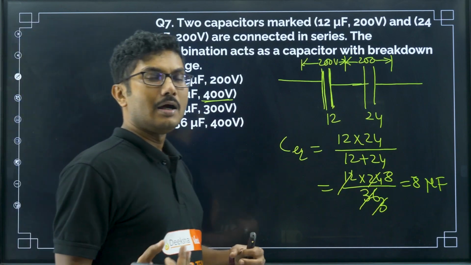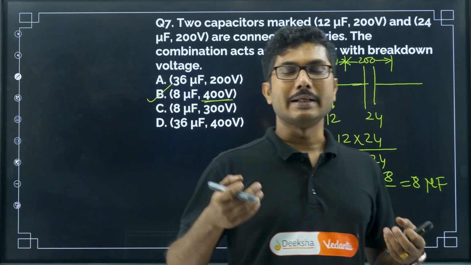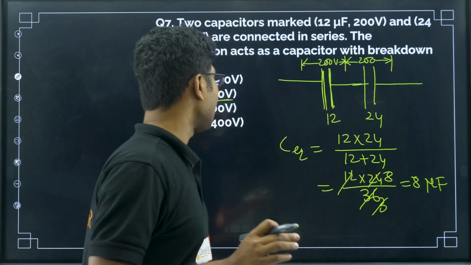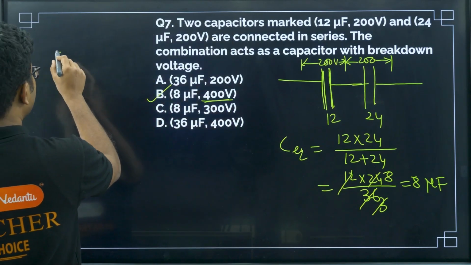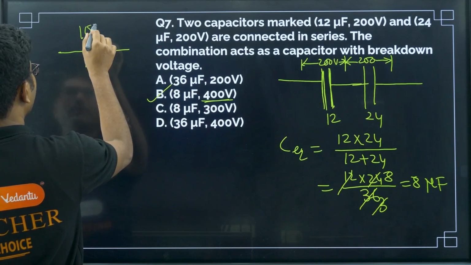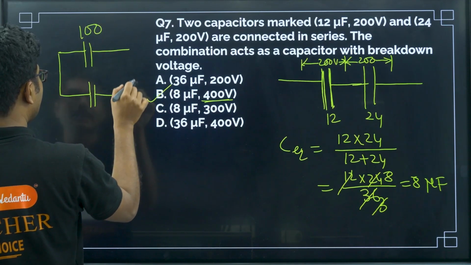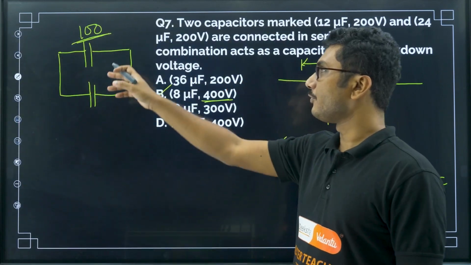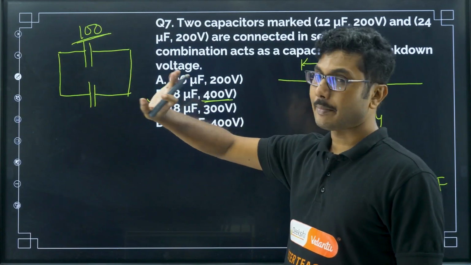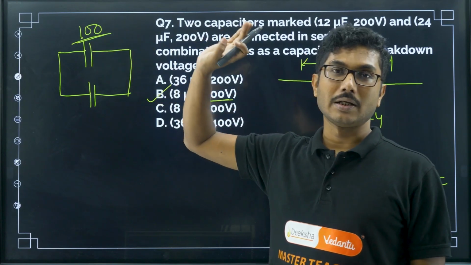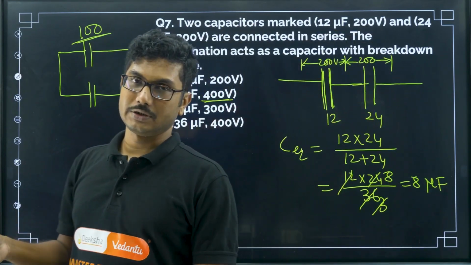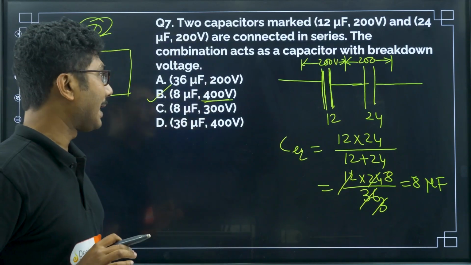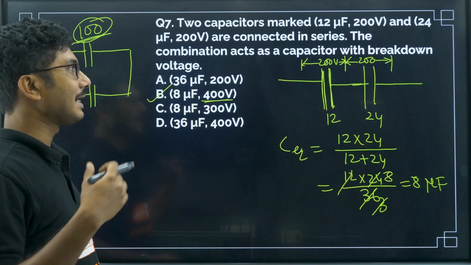In series, the potential adds up. In parallel, it should be the minimum value of the combination. Suppose I say I combine in parallel one capacitor of 100 volt and another of 200 volt. What is the breakdown voltage? The breakdown voltage should be the minimum value, that is 100, because if you apply more than 100, this capacitor will remain fine, but this capacitor will break down. So this combination will no longer function. So for parallel combination it is the minimum value. For series combination, it directly adds.